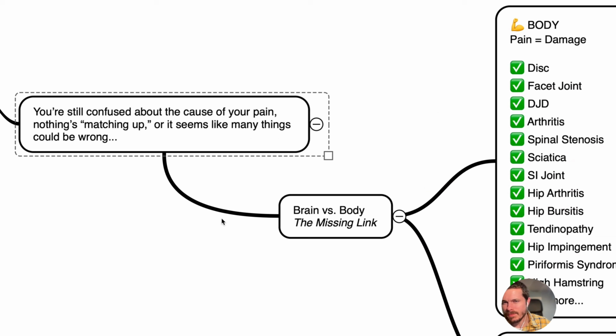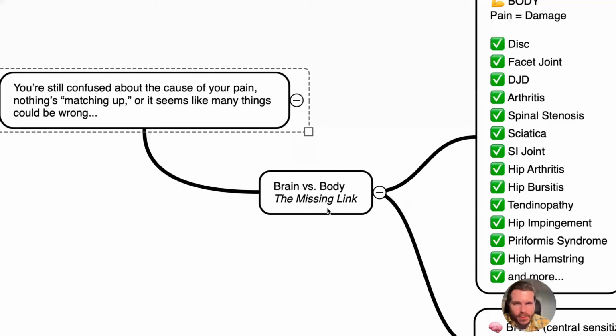Now, you've hung in there with me, and you're like, Charlie, I'm still confused. You're still confused about the cause of your pain. Nothing's adding up. Nothing's matching up, or it seems like many things could be wrong. I would be doing you a disservice if we did not discuss this, so I'm going to go on. Brain versus body. This is often the missing link for people who are lost and confused and feel like they have everything wrong with them or nothing wrong with them, and doctors can't figure it out.